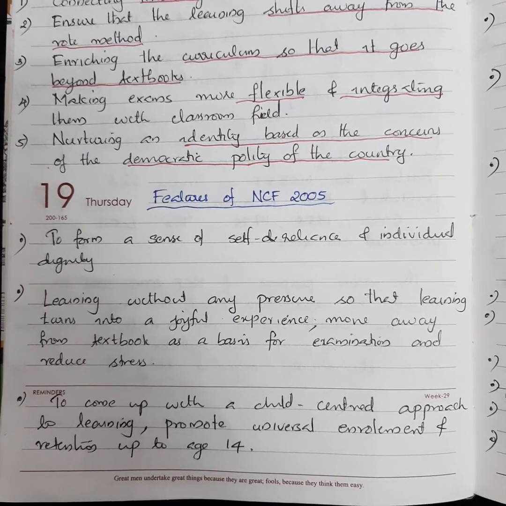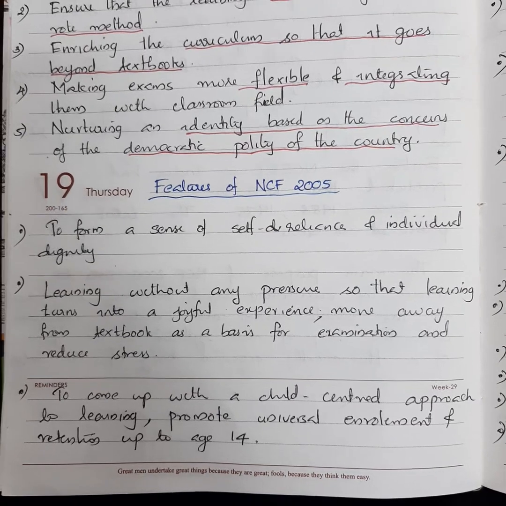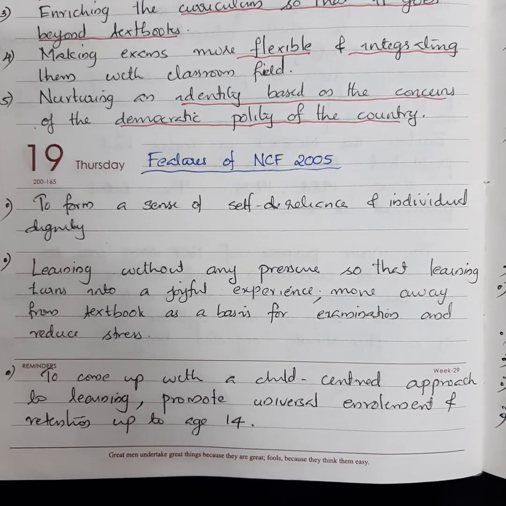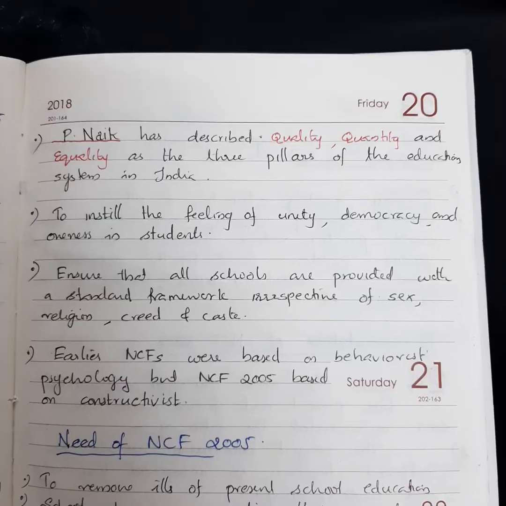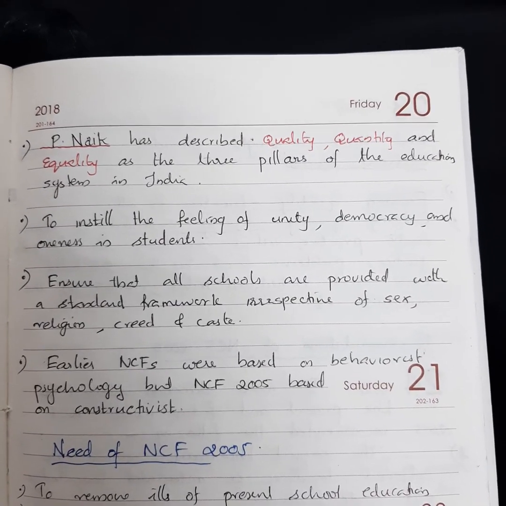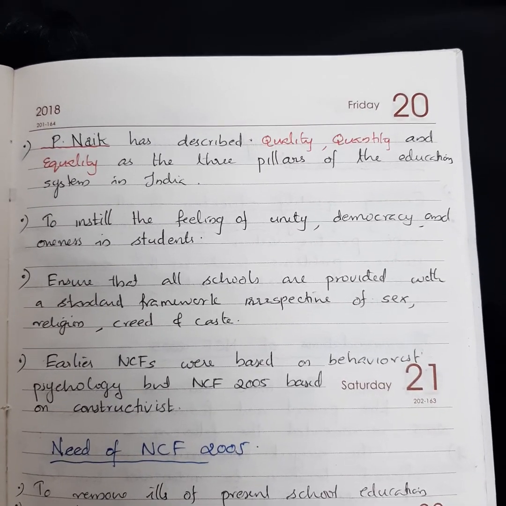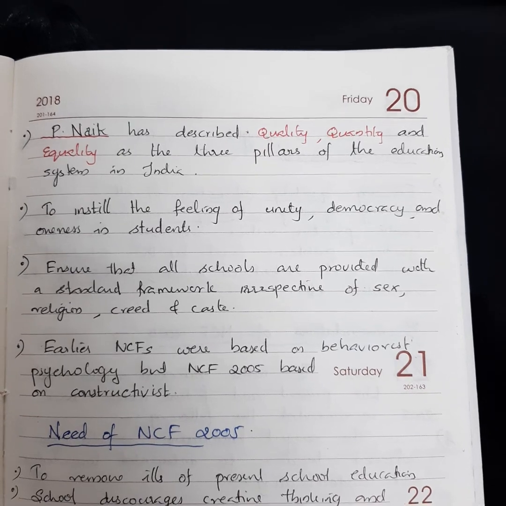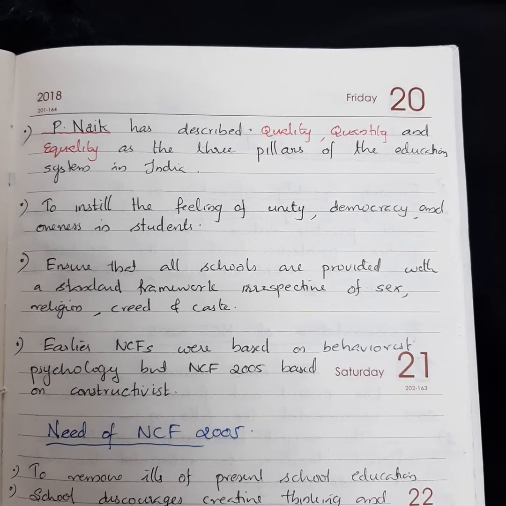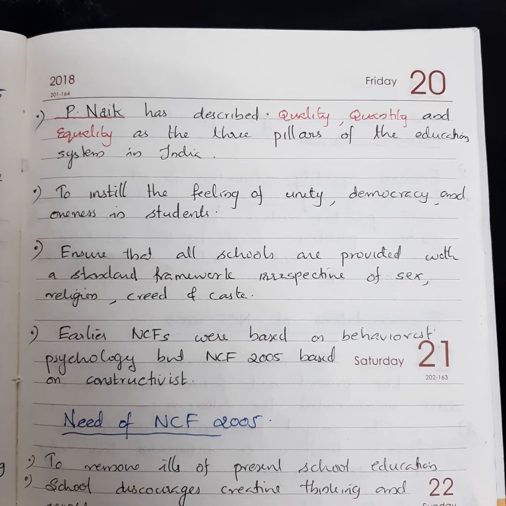Third salient feature is to come up with a child-centered approach to learning, promote universal enrollment and retention up to age 14. J. P. Naik has described quality, quantity, and equality as the 3 pillars of the education system in India. Another feature is to instill the feeling of unity, democracy, and oneness in students.